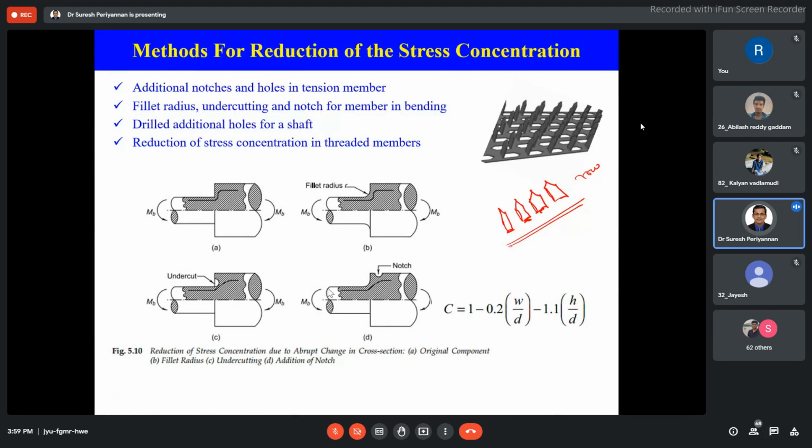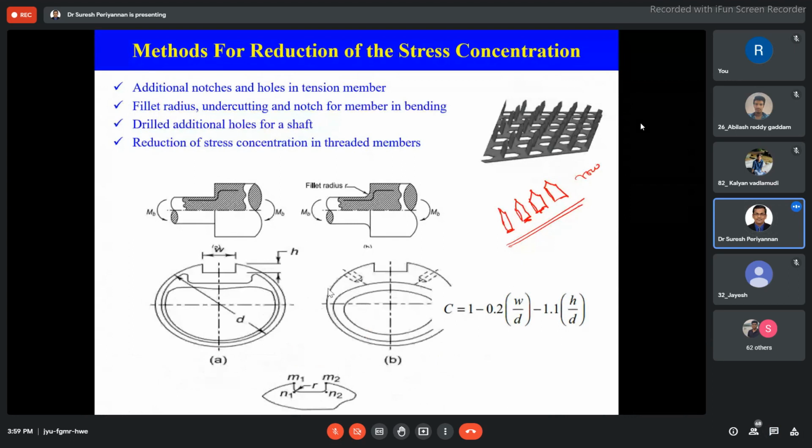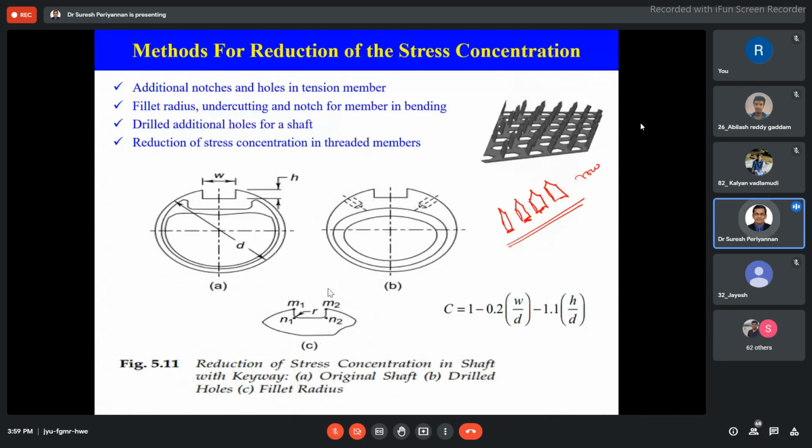Please go through that. The third type is drilled additional holes for a shaft. Here this is a shaft, and in the shaft we are using keyways. The keyways can be used to connect the pulleys, the hub and the flange. We can connect the pulleys, flanges and hub with the help of keyways. That is the drilled holes and shaft.